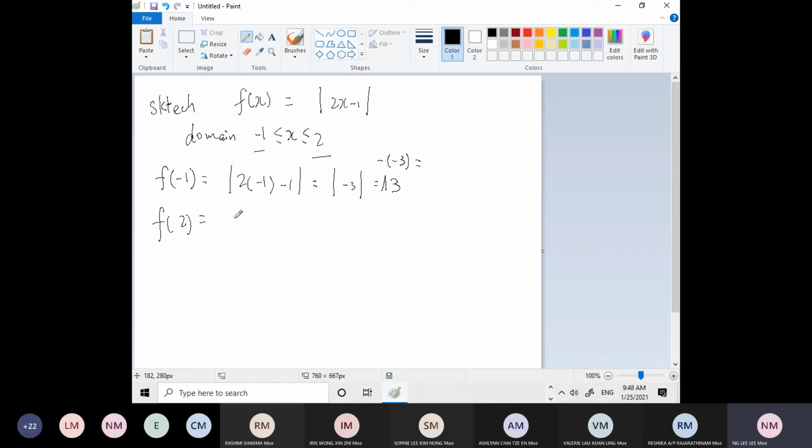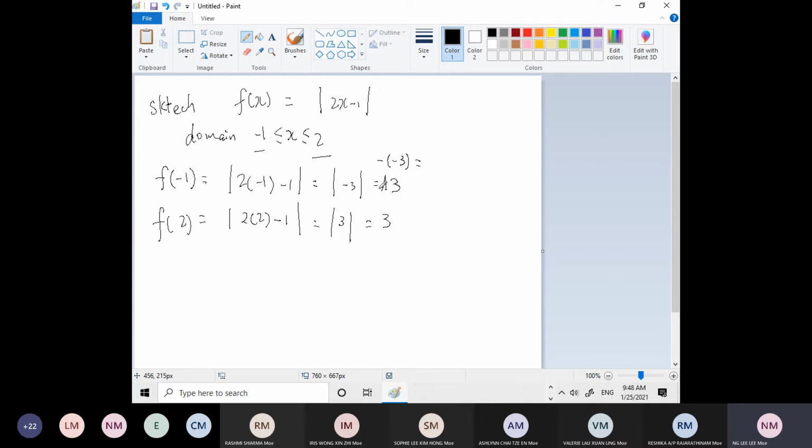It's not 3. Okay, the second one, I saw some give me the answer is 3. So I substitute here, -1. So this is 4 minus 1 is 3. So inside the modulus is 3, then it remains the same thing, which is 3. Okay, so I have these 2 points done.